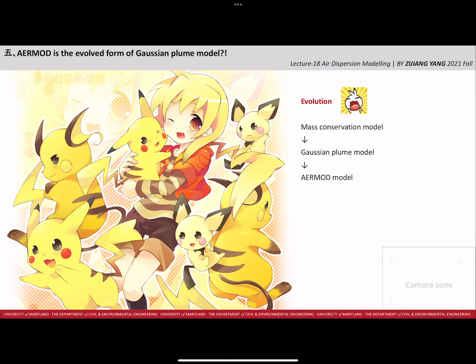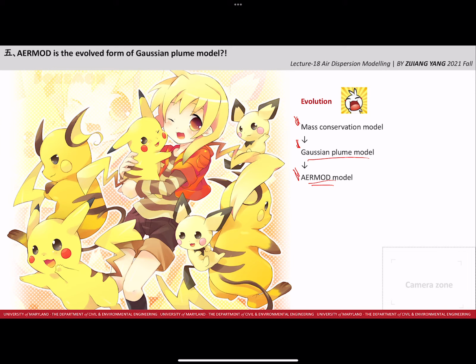And the fourth one will be something about AERMOD. We know that first, we start with the mass conservation model, which is small and relatively simple. And then we can evolve this to the Gaussian Plume model by adding some practical assumptions. Similarly, we can add some more practical assumptions to make the Gaussian Plume model evolve to have AERMOD.